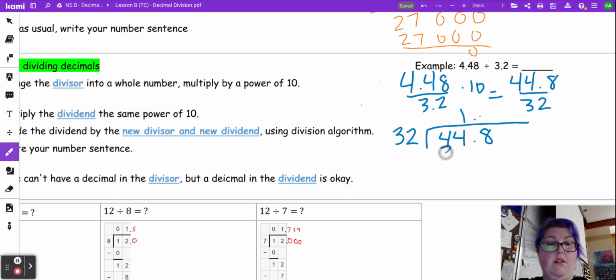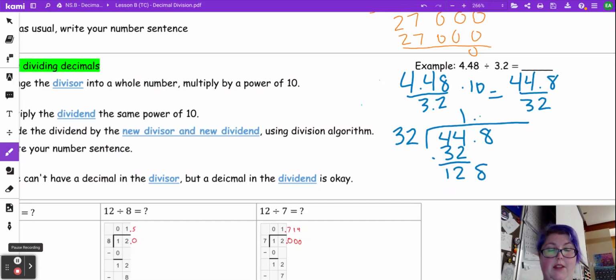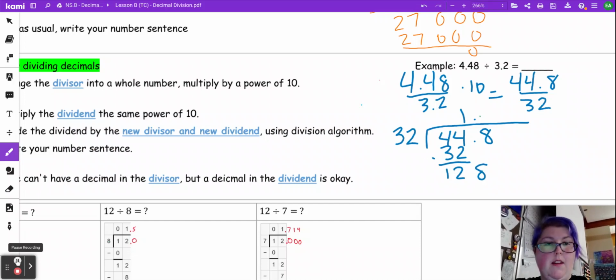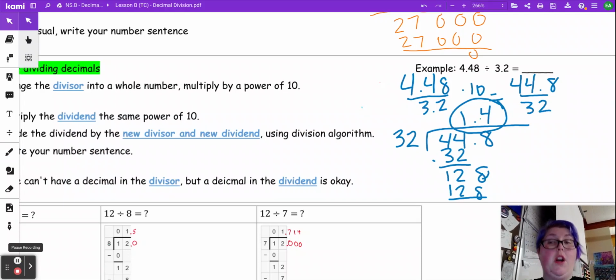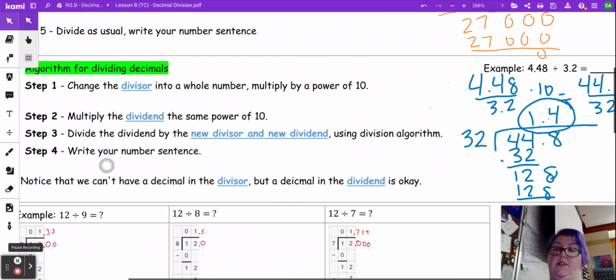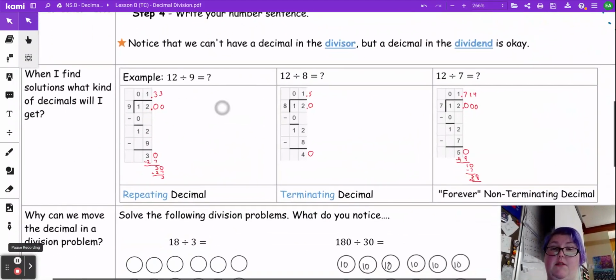So we have 1, the subtraction will give you 12, you bring down the 8, and then 4 times 32 is 128. No remainders, no fractions, so this becomes 1.4. And your answer is 1.4. You can check in your calculator by putting the original example problem back into your calculator. You will get 1.4.